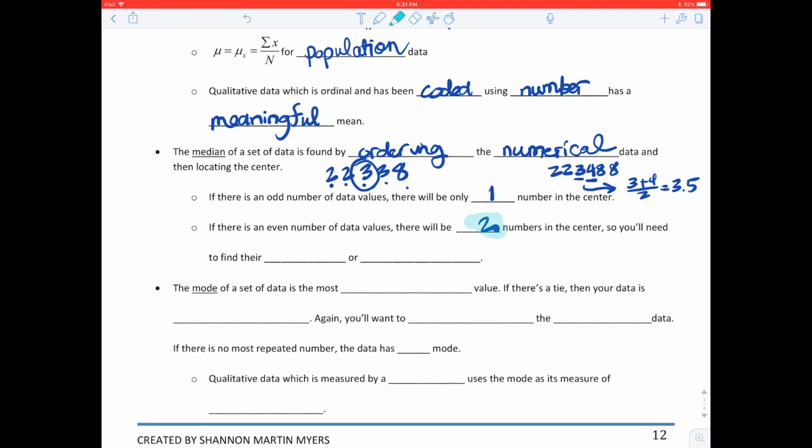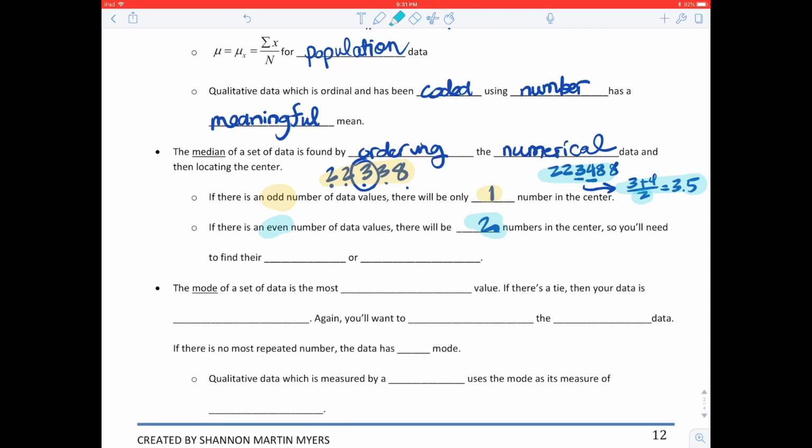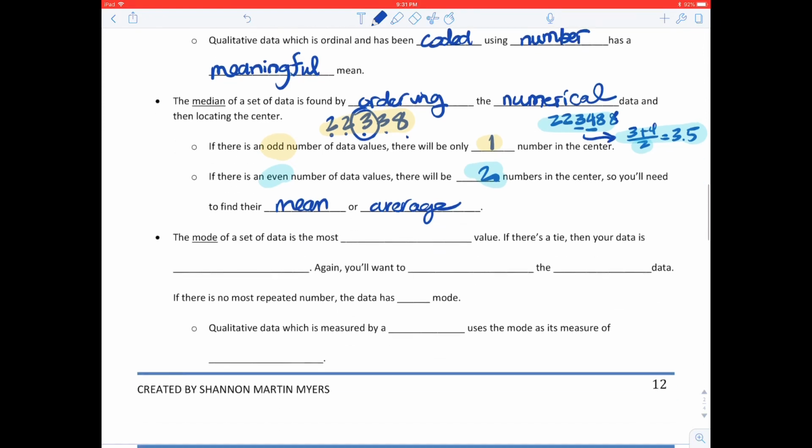All right, so if there's an even number of data values, there will be two numbers in the center. So this was the picture for that. And this here was the picture for this situation. And so you'll need to find their mean, which you just learned, or average, which you've probably been used to hearing your whole life.